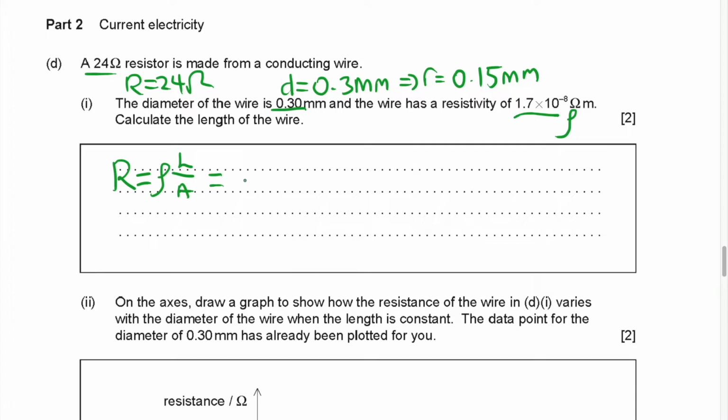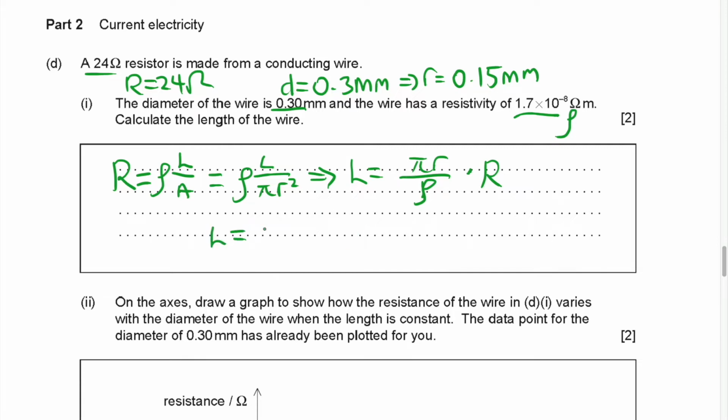And area is equal to pi multiplied by r squared, where r is the radius. And this tells us that length of the wire is equal to pi r squared divided by resistivity multiplied by, oh, sorry, by R, right? So this is the equation we have, and you can just plug in numbers into the equation.